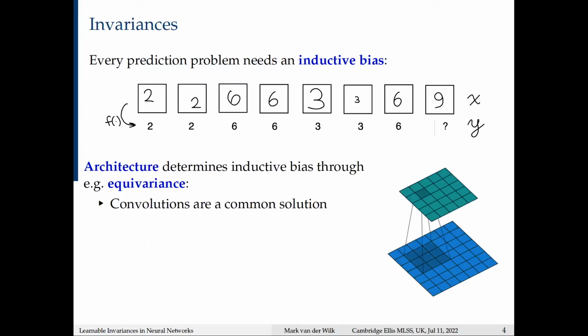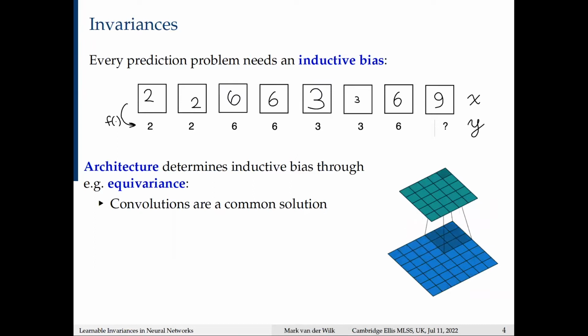Now, there are many ways that architecture determines inductive bias, but today we're going to focus mostly on invariance and equivariance. These inductive biases are incredibly common, and they're included in architectures through, for example, convolutions. The normal convolutional layer is one example of this, where you apply the same filter to different regions of the image, right? So this creates a kind of translation equivariance, or a translation invariance.